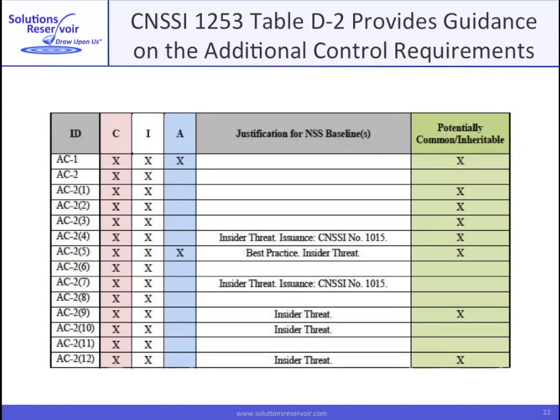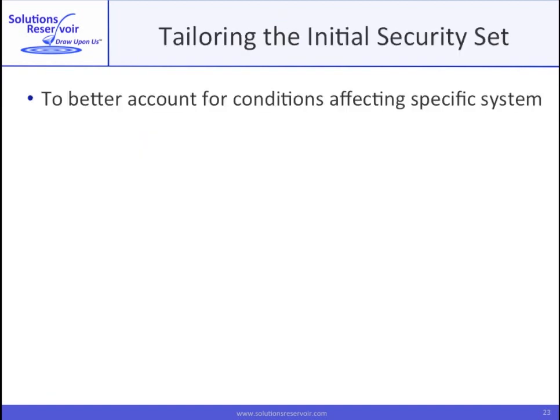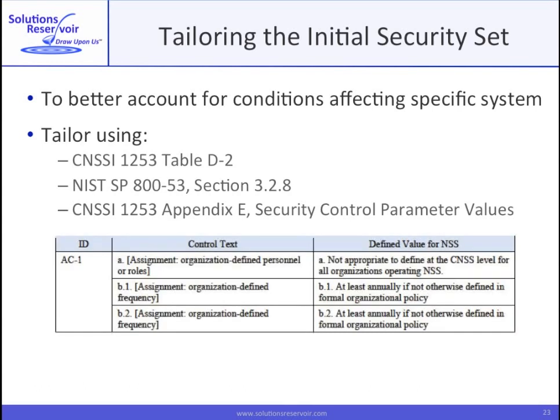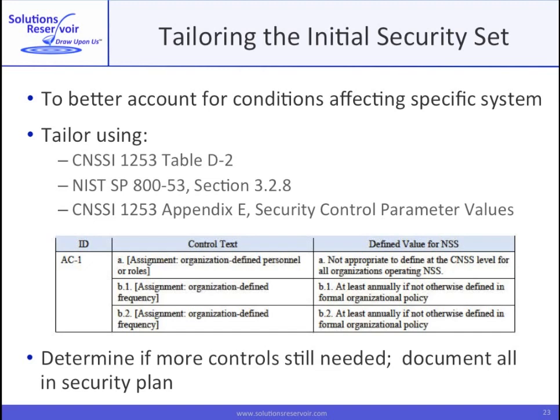As mentioned, guidance for the additional controls is provided in Table D2. Here are the justifications for the additional controls, AC2, 4, 5, 7, 9, 10, and 12, we saw as pluses on the last slide. Finally, we tailor the initial control set to align it more closely to account for conditions affecting the specific system. Tailoring is guided by parts of 1253 and 853, including Appendix E in 1253. Then determine if additional controls are still needed. If so, add them and document everything in the system security plan.